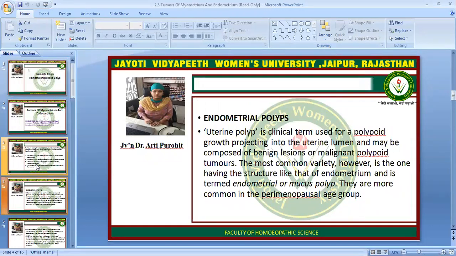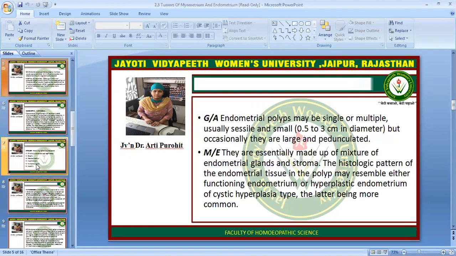Uterine polyp is a clinical term used for a polypoid growth projecting into the uterine lumen and may be composed of benign lesions or malignant polypoid tumors. The most common variety, however, is the one having a structure like that of the endometrium and is termed endometrial or mucous polyp. They are more common in the perimenopausal age group.